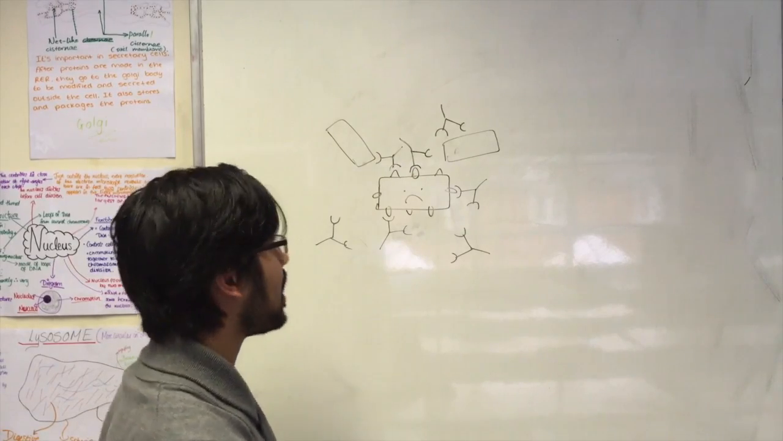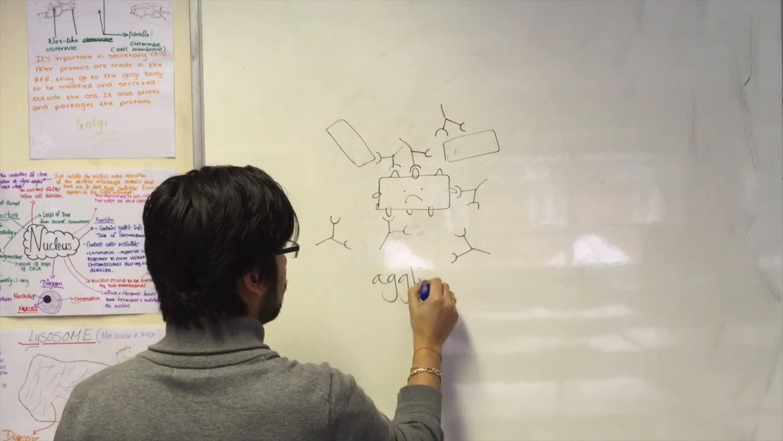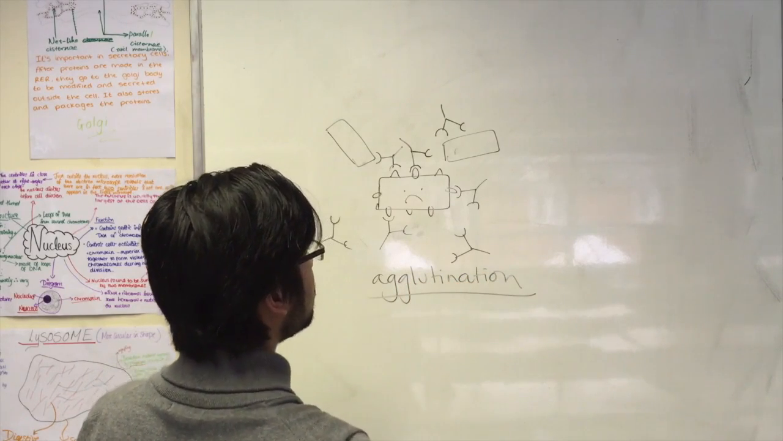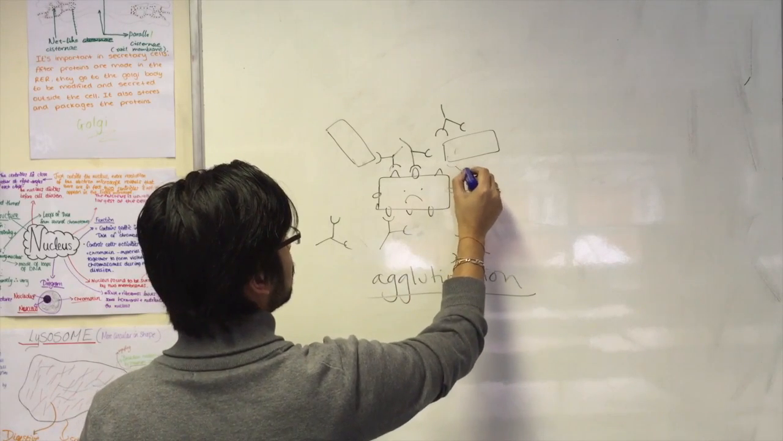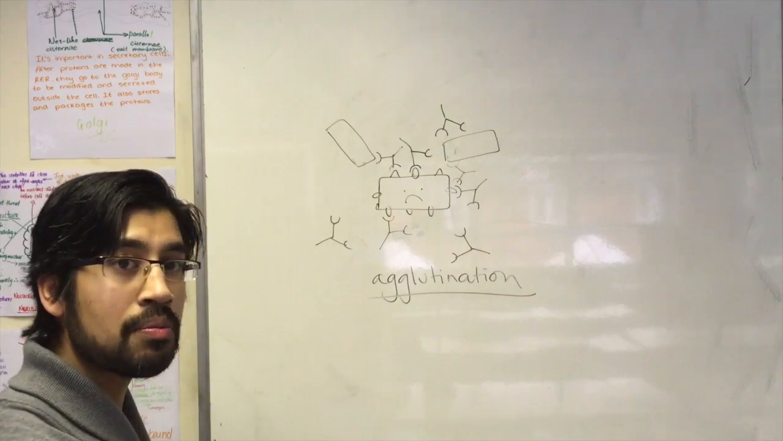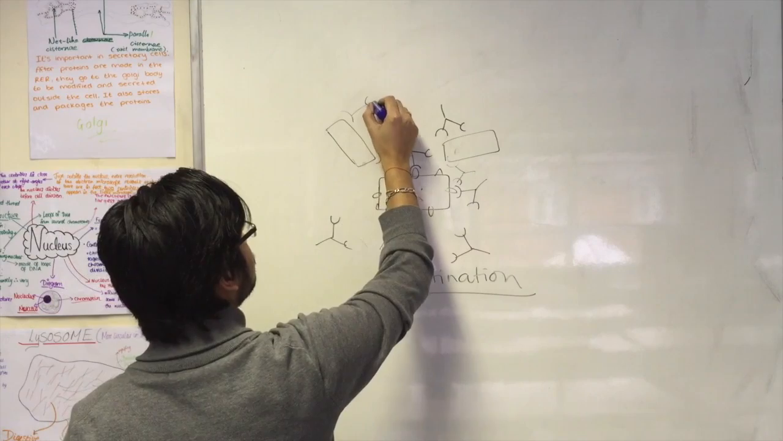Right, they can bind multiple pathogens at the same time and cause them to clump up. Now, a fancy word for that is agglutination. And if you have a giant clump of these pathogens, it can actually help the process of phagocytosis to happen very much faster.